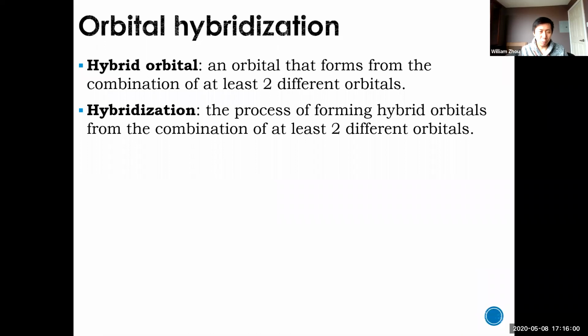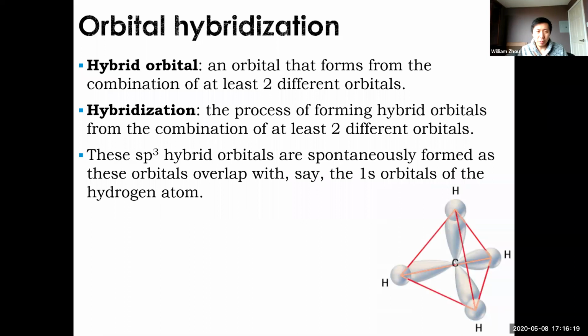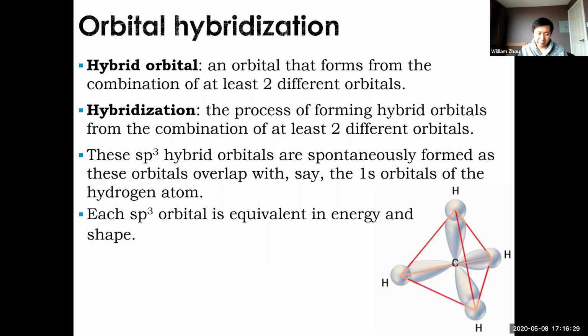And so hybrid orbitals would be a combination of at least 2 different orbitals. If you have 2 or more orbitals that come together and form a brand new orbital, that would be a hybrid orbital. And hybridization is simply the process of making hybrid orbitals. So with the sp3 hybrid, they form a tetrahedron, and carbon is now available to make 4 bonds. Let's say you bond with 4 hydrogens, well, that's how you get methane.